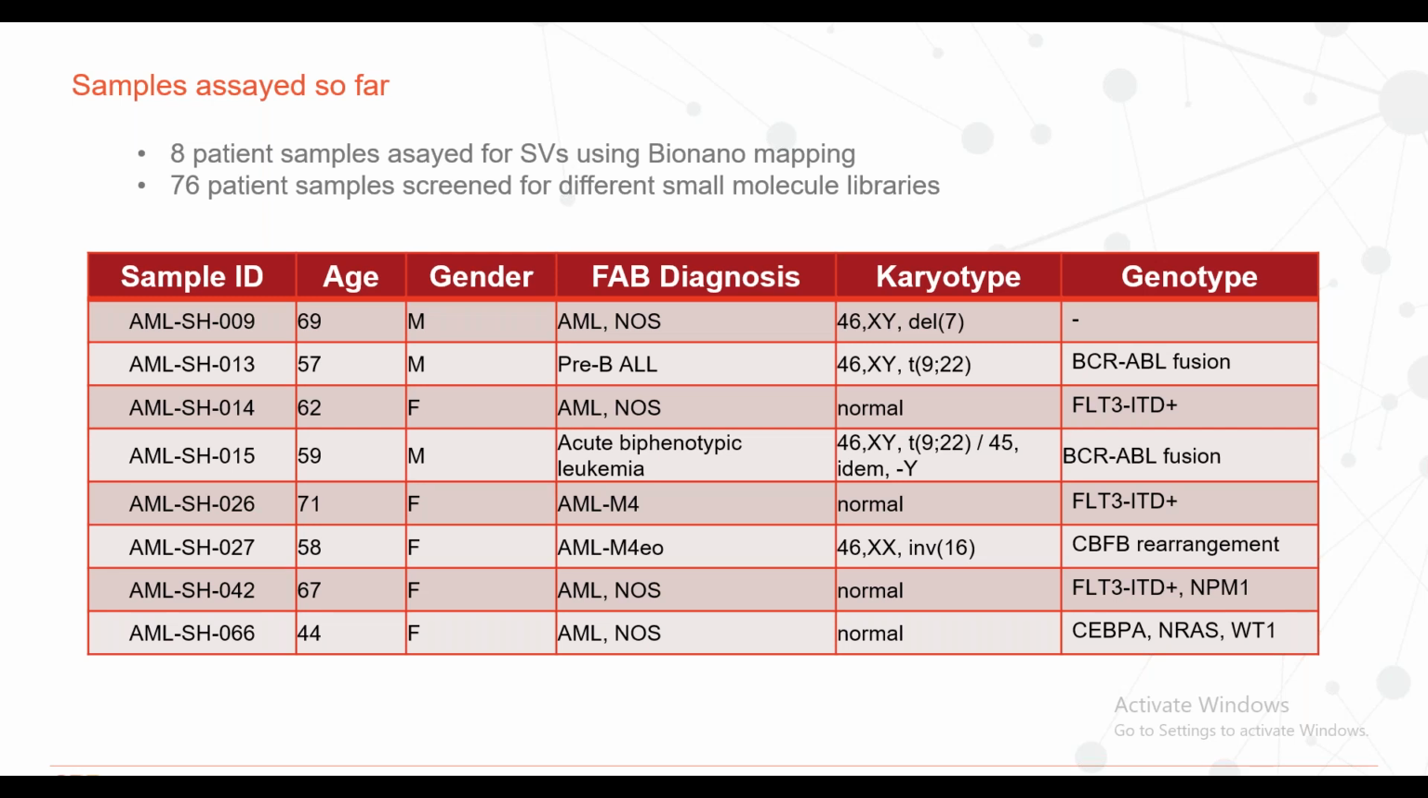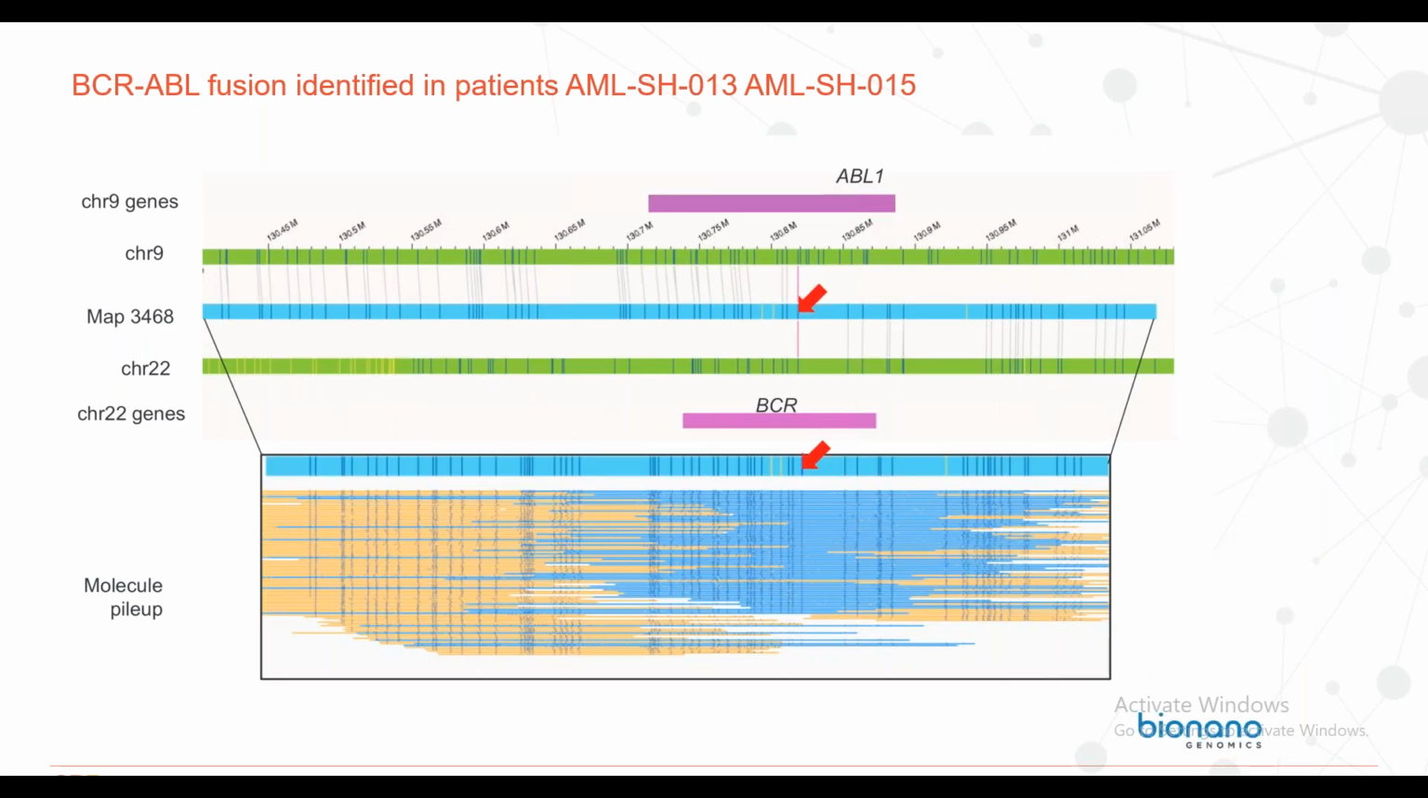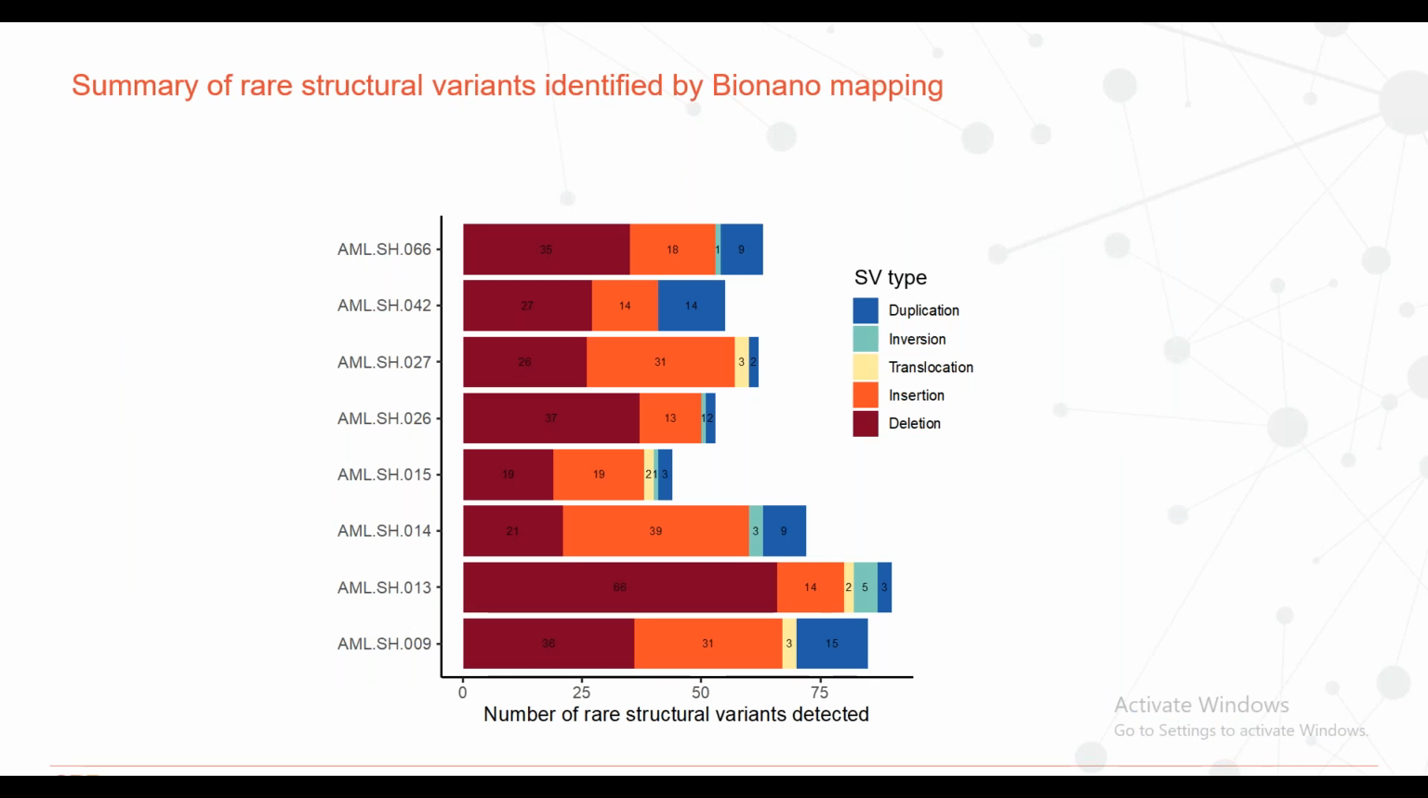This is an example of one of the structural variants detected in one of the patients that we knew through karyotyping had a BCR-ABL fusion. You can see that this example, shown earlier by Ben, was also detected by the Bionano mapping technology. And this is a summary of all the different types of structural variants in our 8 AML patients that were detected by Bionano mapping. I should mention that these are called rare structural variants, the type not observed in the normal human population in the database that Bionano has on hand. I should also mention that the structural variants detected by Bionano have complete concordance with the structural variants detected through genotyping and karyotyping in these 8 AML samples.